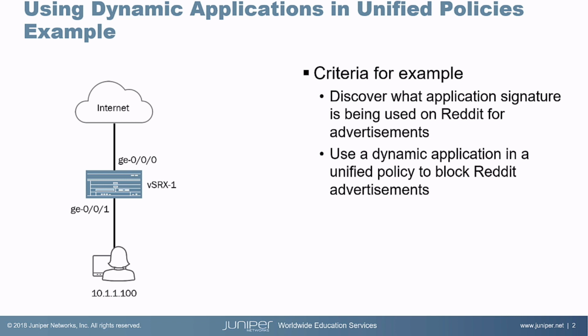We have some criteria. And first, we want to discover an application signature that is being used on Reddit for advertisements. And then we want to use a dynamic application to block those advertisements on Reddit. So let's go ahead and jump to the CLI and check this out.